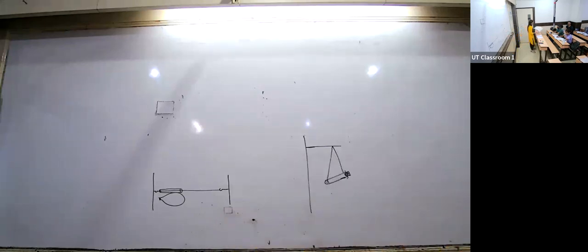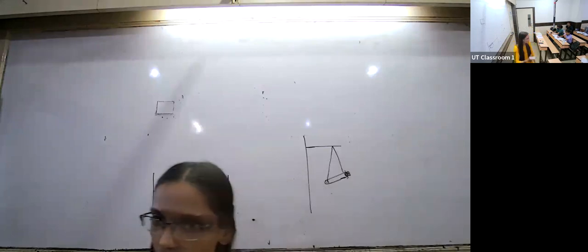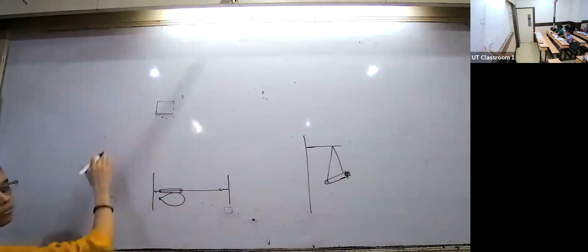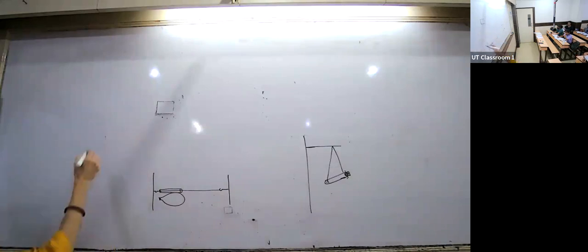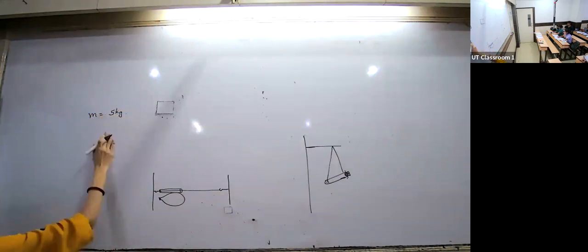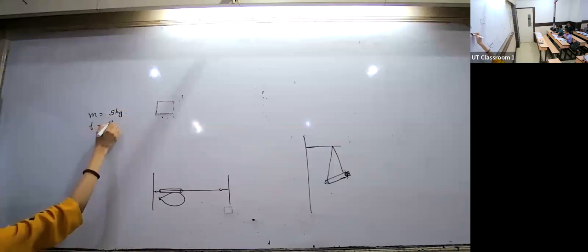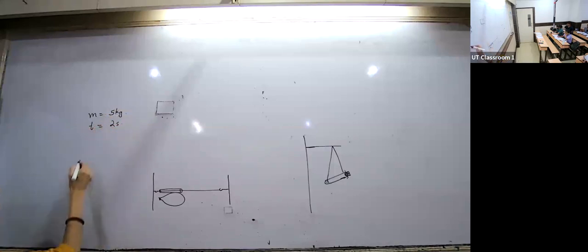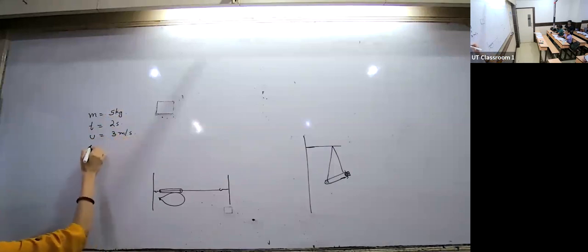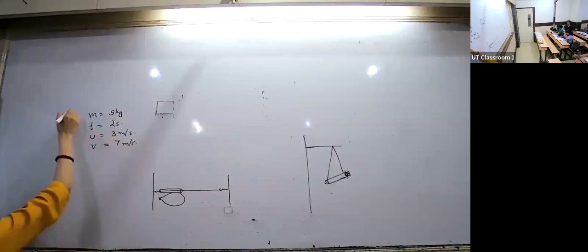Alright, so are we done with the question? What is the given information? Tell me that. M is equal to 5 kg. Mass is how much? 5 kg. And time taken is 2 seconds. Then u equals 3 meter per second, initial velocity was 3 meter per second. Final velocity v is 7 meter per second. In first case, they are just asking you what is the force, right?